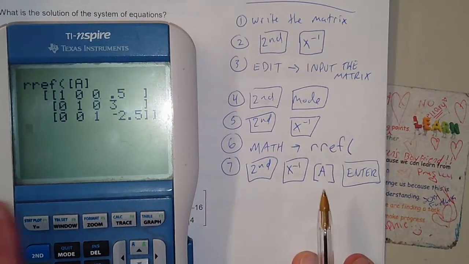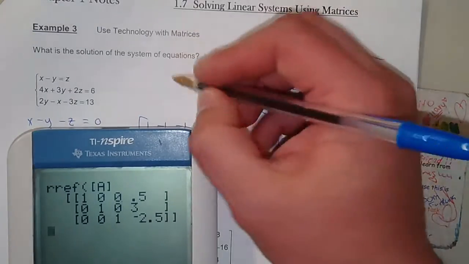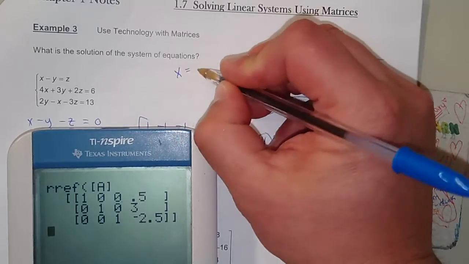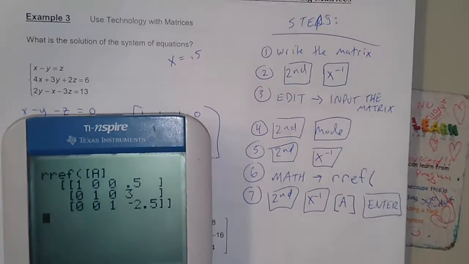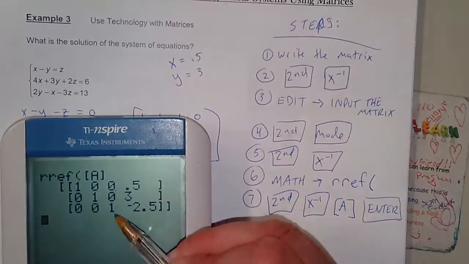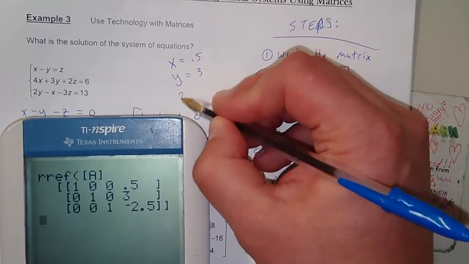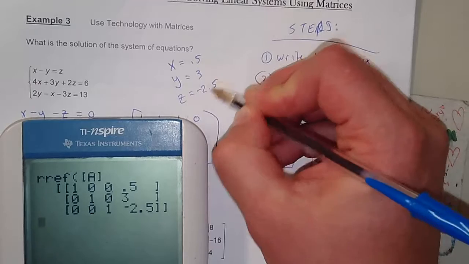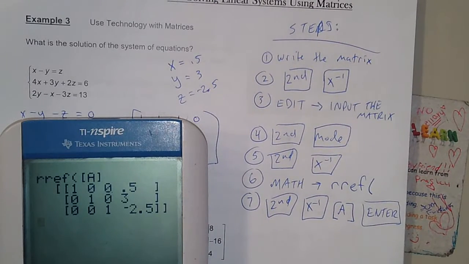So as we go to write this answer, I'm just going to write it up here. Our solution would be x is 0.5. Our y is 3. And then our z is negative 2.5. So that's our takeaway from that, is we were able to figure out what each of the things stand for.